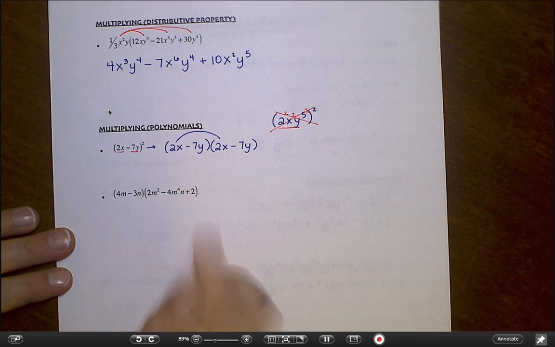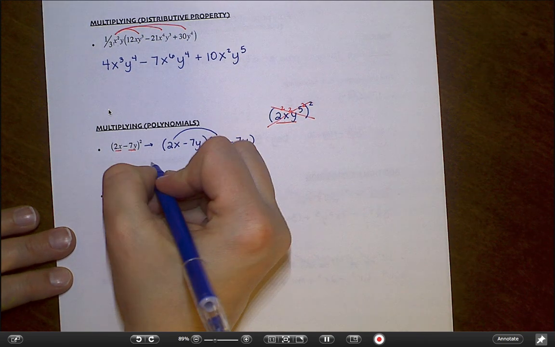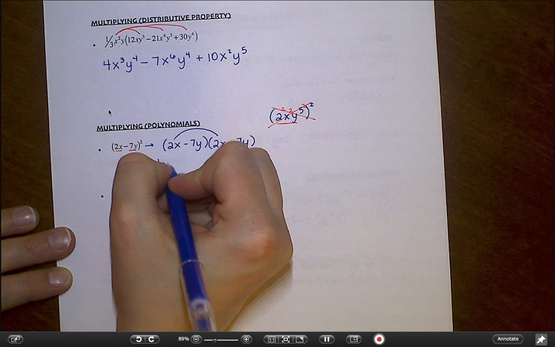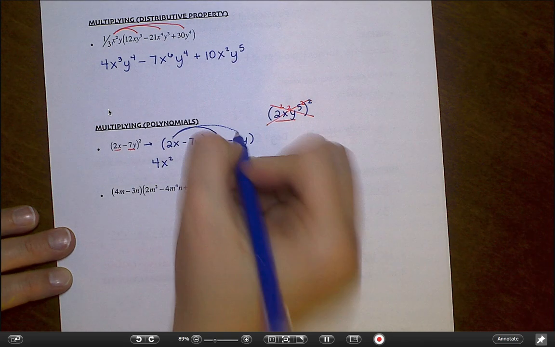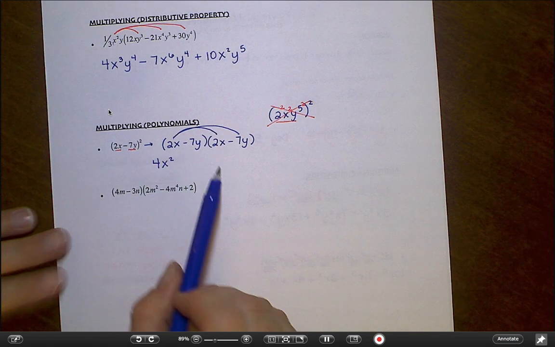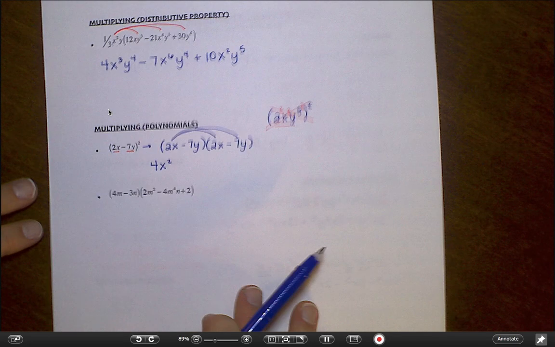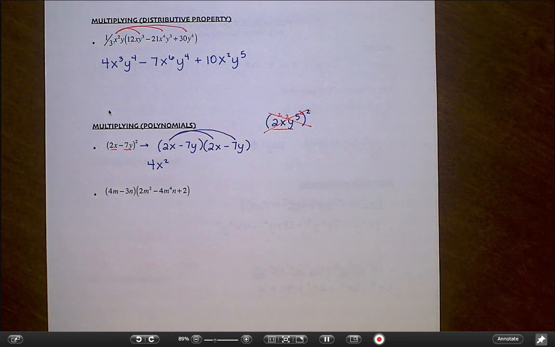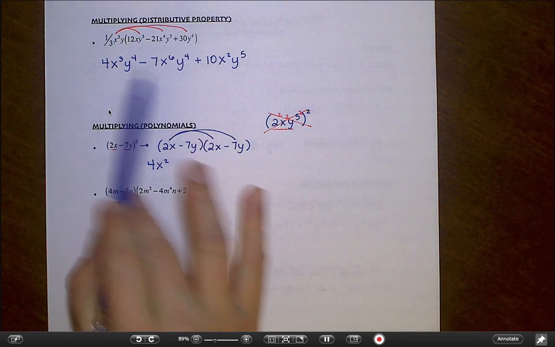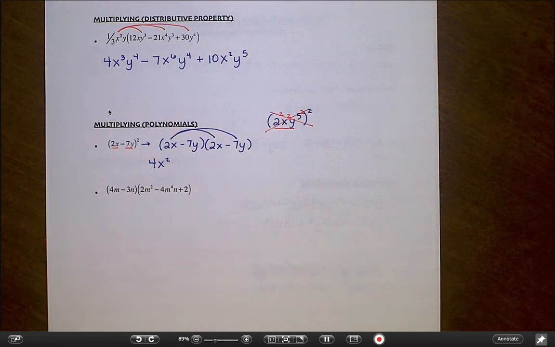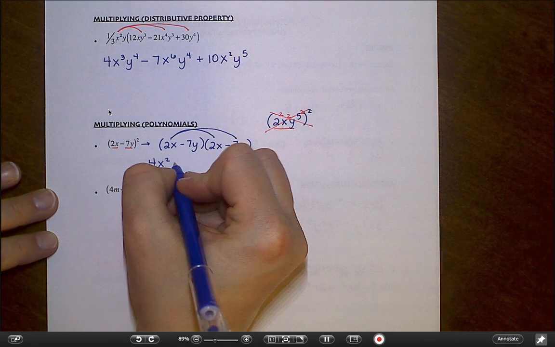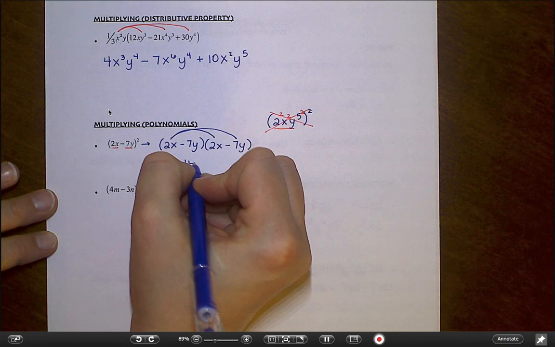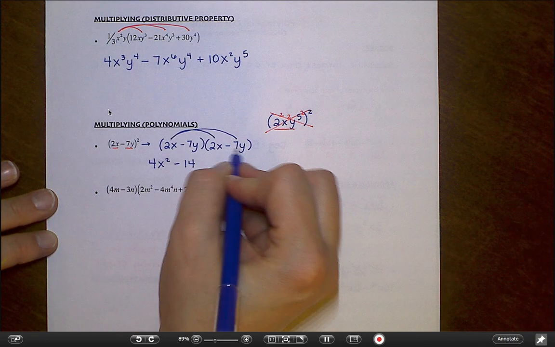2x times 2x. 2 times 2 is 4. X times x is x squared. 2x times negative 7y. So I can multiply those, even though the letters are different. The letters aren't really going to combine. They're going to just sit together in the same term like they have been up above and in all the other sections. But 2 times 7 is 14, negative, because the 7's negative. And then I'm just going to write this as xy.